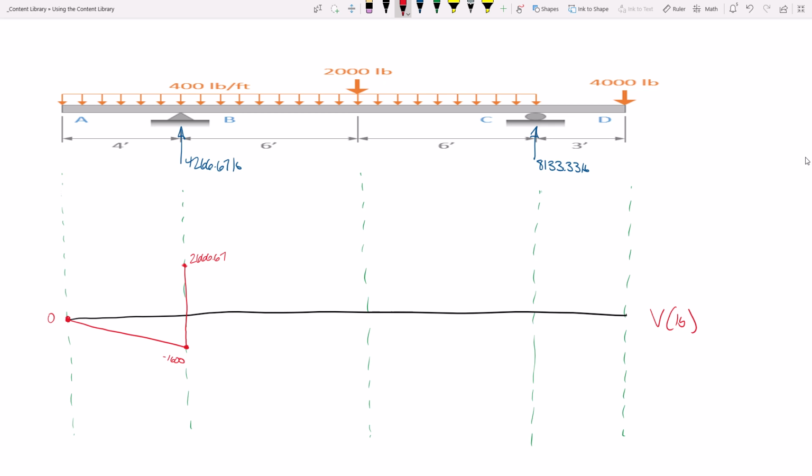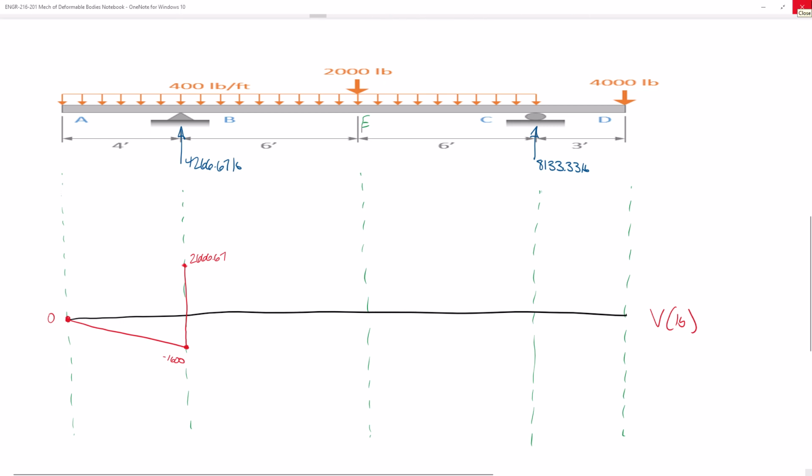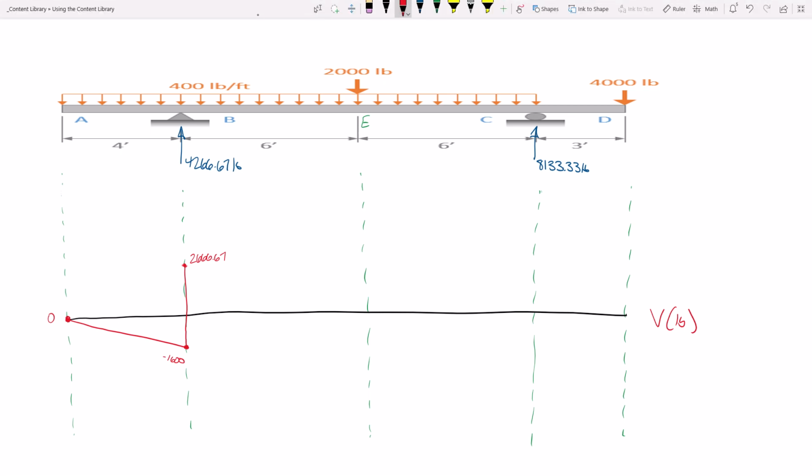Now, what happens from B to this point right here? Maybe I should have put a letter here. Maybe we'll call this E. What happens from B to E? Well, how much does it go down? 400 pounds per foot for a distance of 6 feet. So 2,400. So if I'm at 2666.67 and I go down 2,400, what's that put me at? 266.67. So scale-wise, real close to the black line.